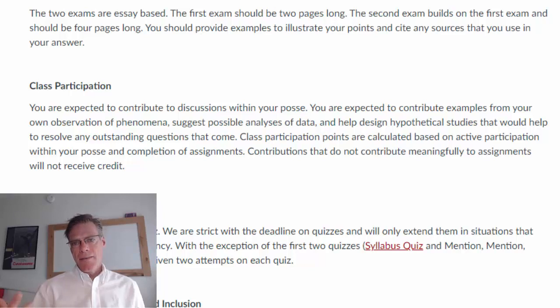Class participation, again, that's 25% of your grade. That's contributing to discussions within your posse. This is based on effort. So as long as you put in a reasonable effort on these discussions, you will get full credit for them.